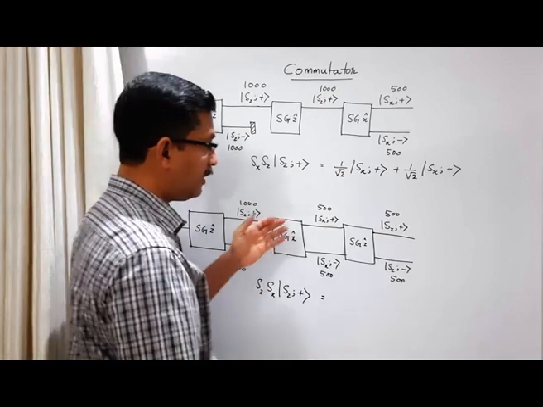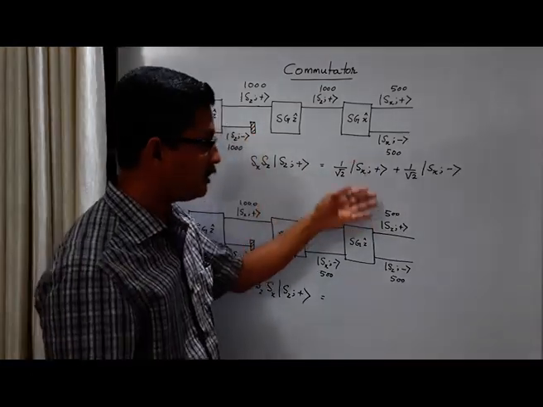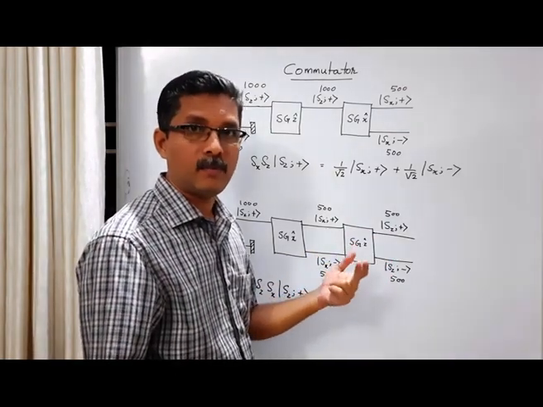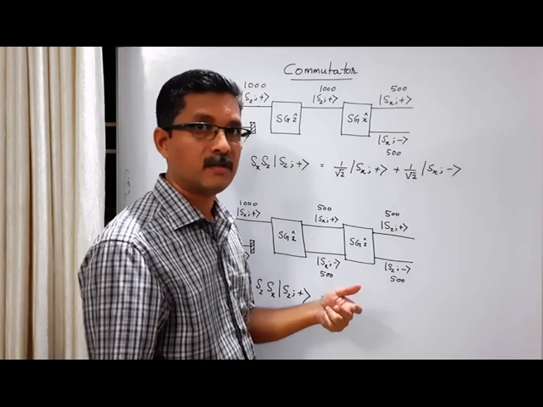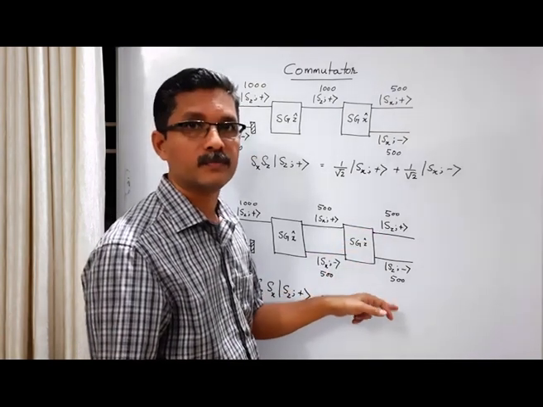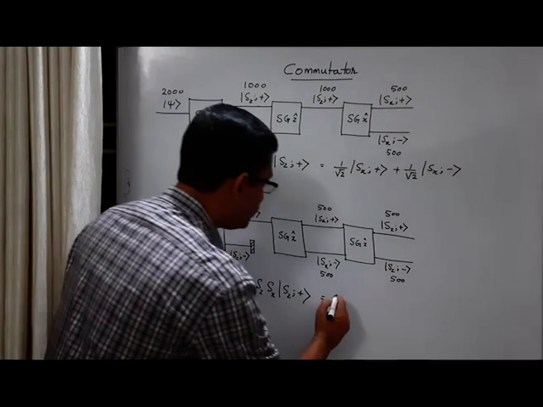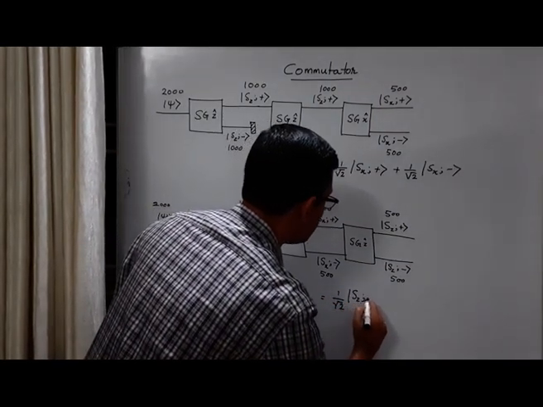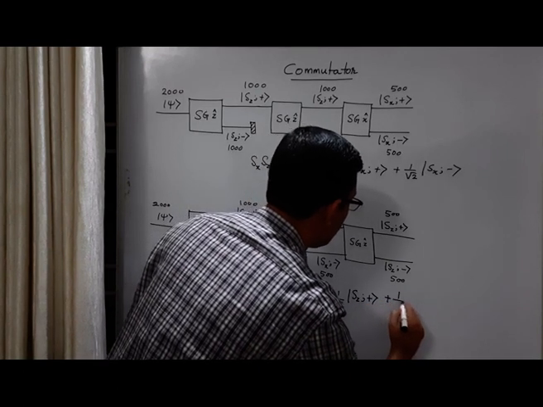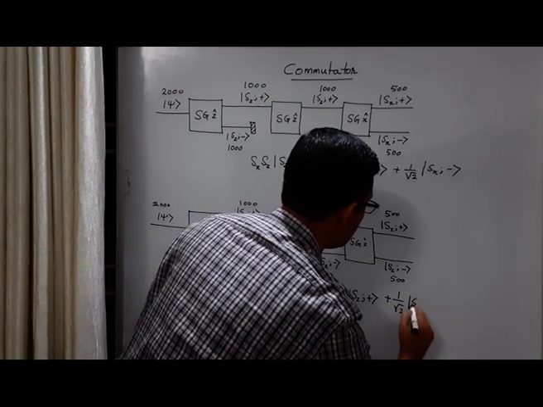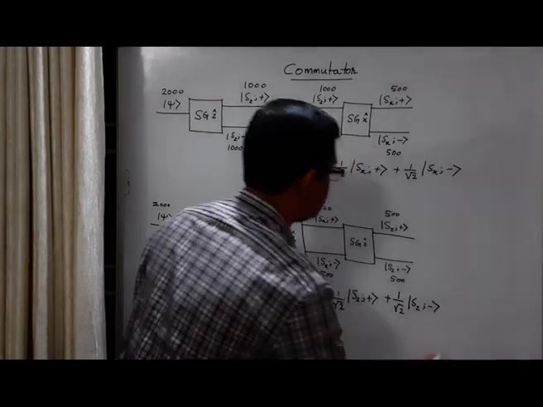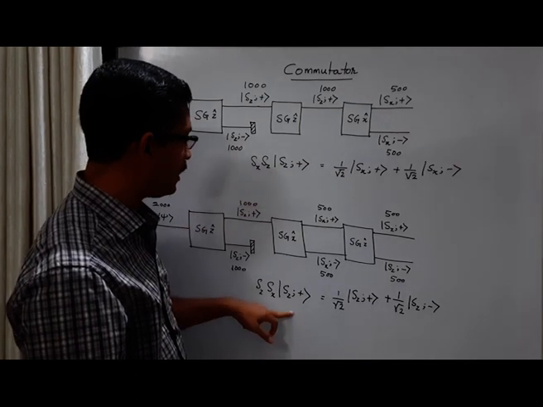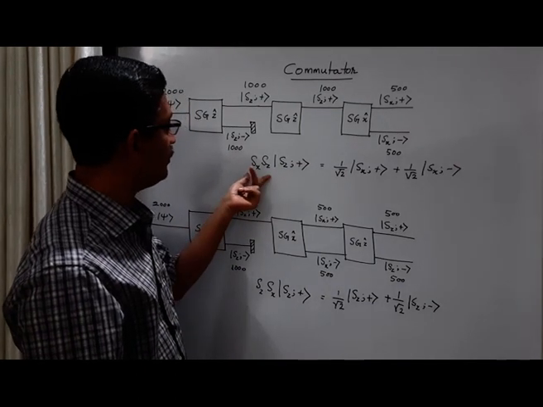So we can write the output state as a linear combination of Sz plus and Sz minus, with probability 1 by 2. That means the expansion coefficient for each state will be 1 by root 2, square root of the probability. So what you get is 1 by root 2 Sz plus, 1 by root 2 Sz minus.